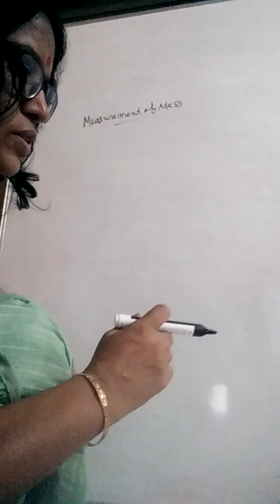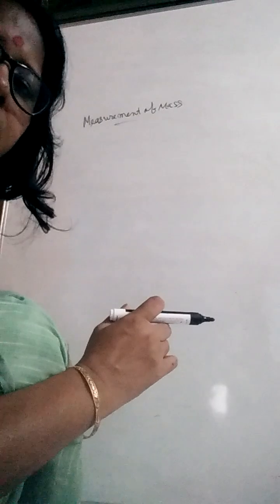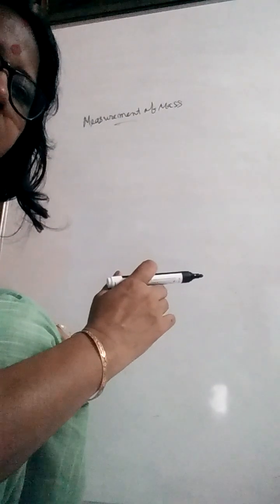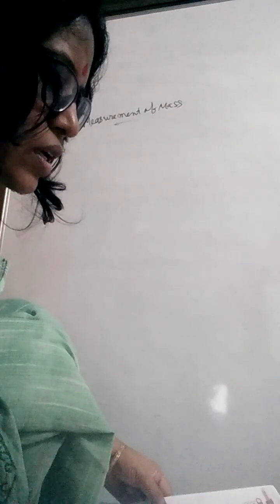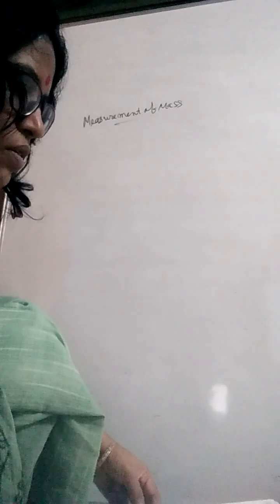Fundamental quantities: length, time, mass. We have discussed these already. How can we measure the mass, the amount of content of a body? Okay, it is a fundamental quantity. What is the SI unit? SI unit of mass is kilogram.